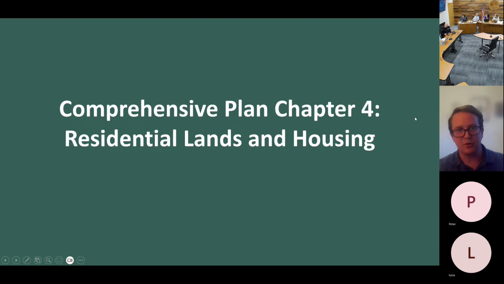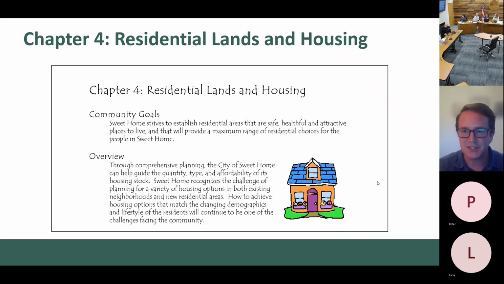And then really briefly, I want to go over the comprehensive plan chapter 4, residential lands and housing. So this is basically just text that would also be included. It's like a purpose statement for this particular component of code. So community goals include Sweet Home strives to establish residential areas that are safe, healthful, and attractive places to live, and that will provide a maximum range of residential choices for the people of Sweet Home.